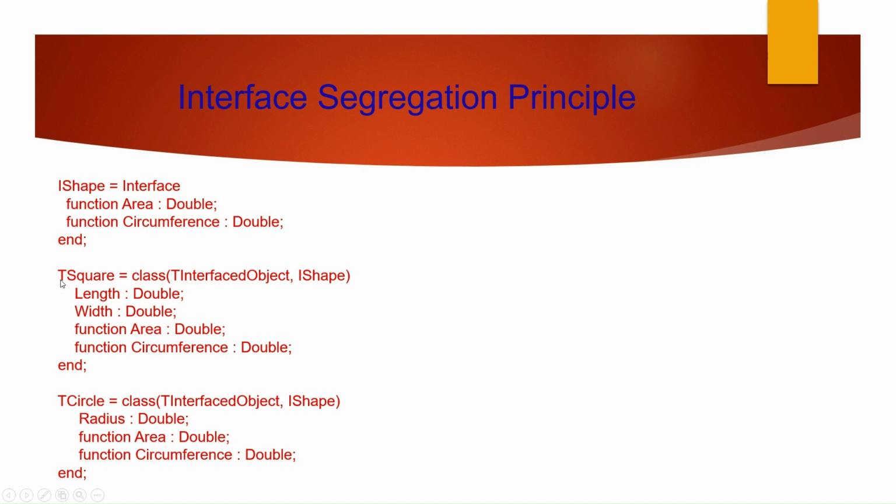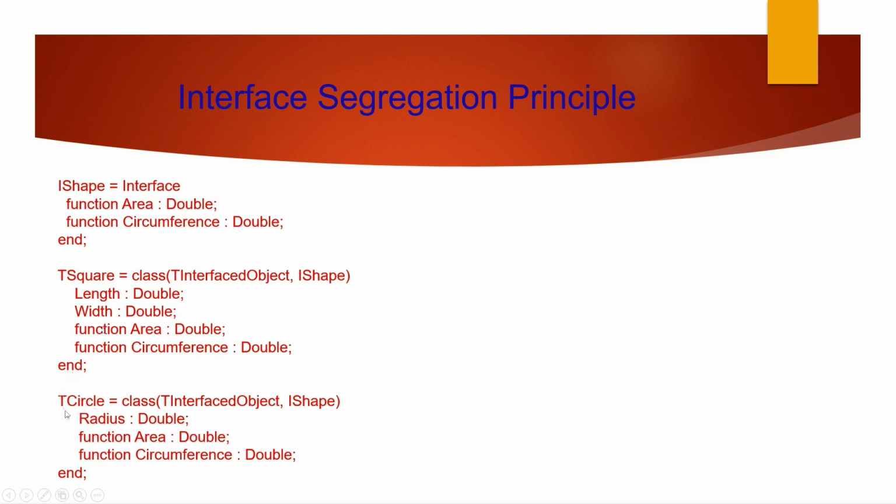So what will happen, if you see here in TSquare, I'm inheriting the IShape interface, and this is the square class. It will return the area, but a square cannot have a circumference. So when I'm inheriting IShape in my class TSquare, obviously I have to give the definition of the circumference. So we need to raise an exception here: circumference is not possible in the square.